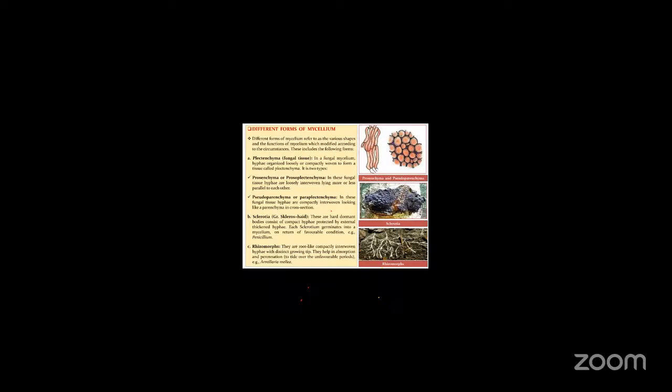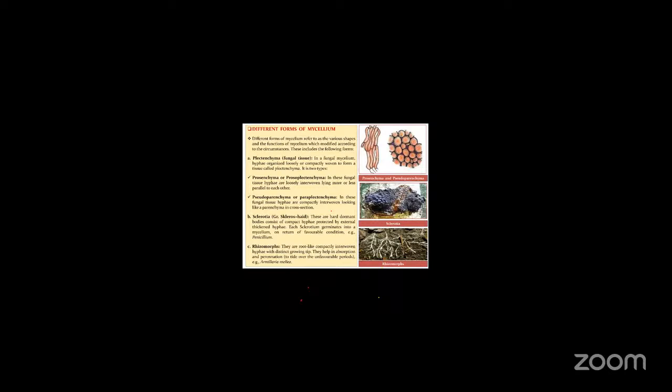Based on that, here are plectenchyma, prosenchyma, pseudoparenchyma, and also sclerotia, rhizomorphs, rhizoids, appressoria, haustoria, and so on. These are some of the forms. Different forms we can see here, based on their shapes, structure, and also their functions. Here different forms are there. So the first one is the plectenchyma.